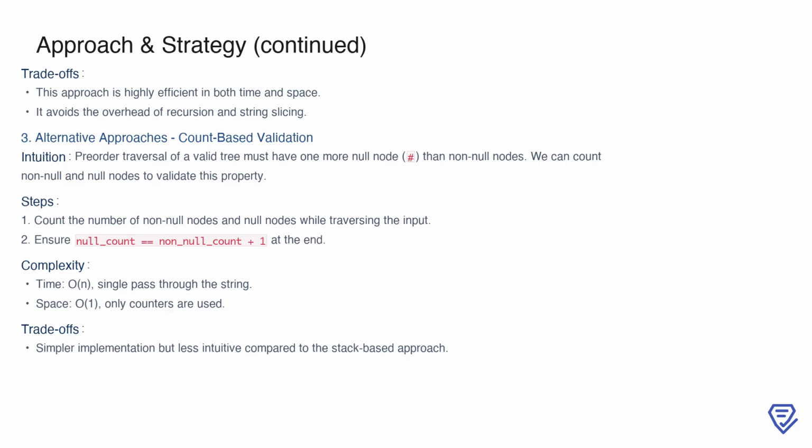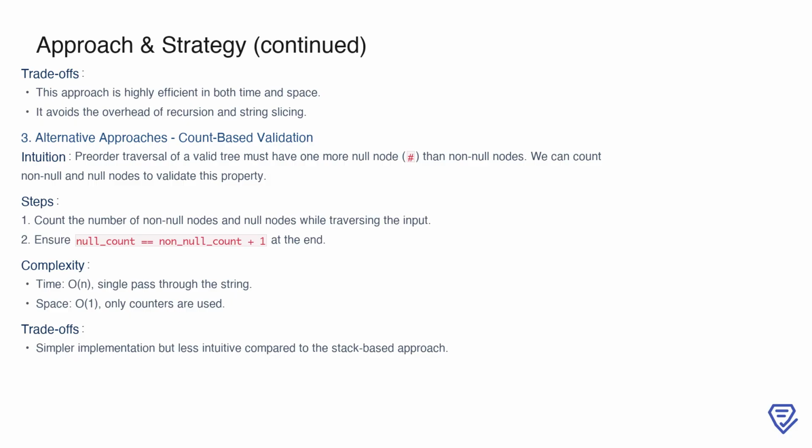The stack-based approach is not the only alternative. Another method we could use is count-based validation. The key observation here is that in a valid preorder traversal of a binary tree, the number of null nodes will always be exactly one more than the number of non-null nodes. This property lets us validate the serialization with a simple counting mechanism.